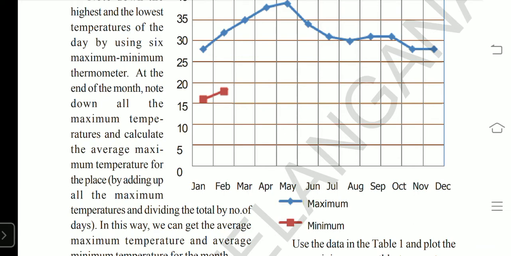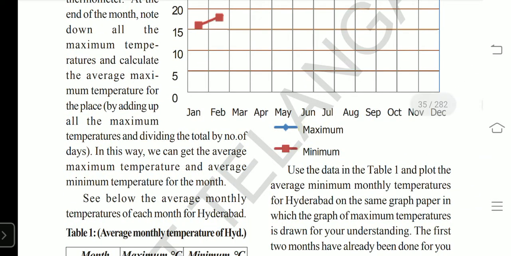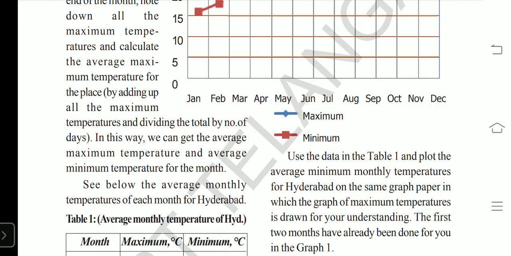So all the maximum temperatures are divided by the total number of days per month, and per year by the total months. In this way, we get average maximum temperature and average minimum temperatures. If you calculate for a month, it will be for the month; if you calculate for a year, then it will be for the year, right? So one example is done for you to make you understand this clearly.